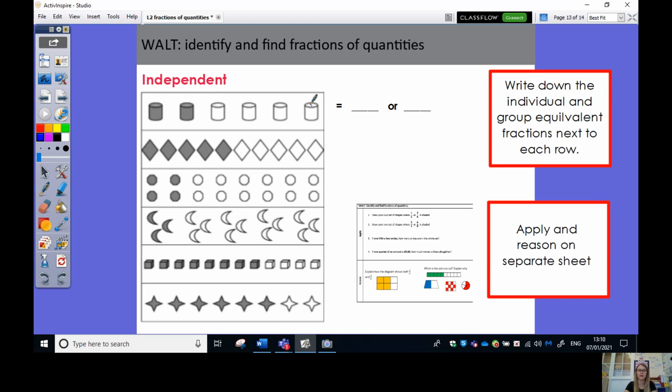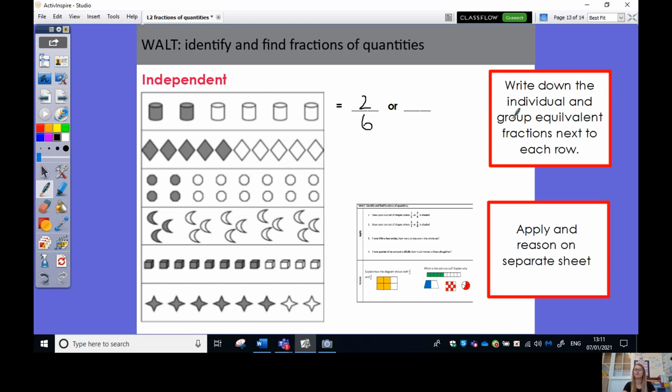So I'm looking at this first row here with the cylinders in. So I'm going to do the first part, which we did in the talk task already. I'm going to count the individual objects. So I have 1, 2, 3, 4, 5, 6 in total. So that's going to be my denominator. And I want to know how many are shaded. So there are 2 that are shaded. Oh, excuse me, that is not very good writing at all. I'm going to redo that again. So 2 are shaded, much better.